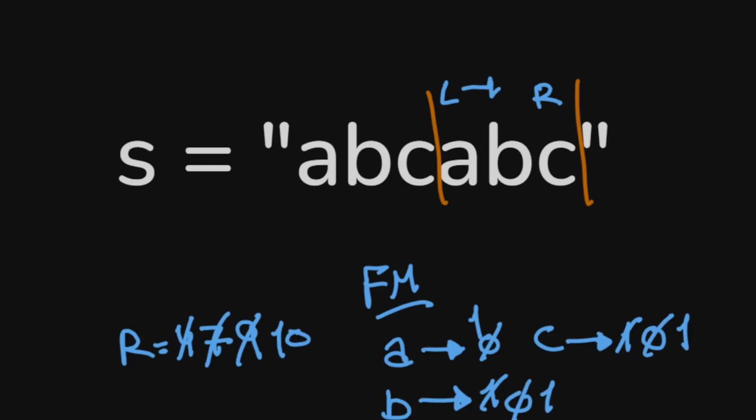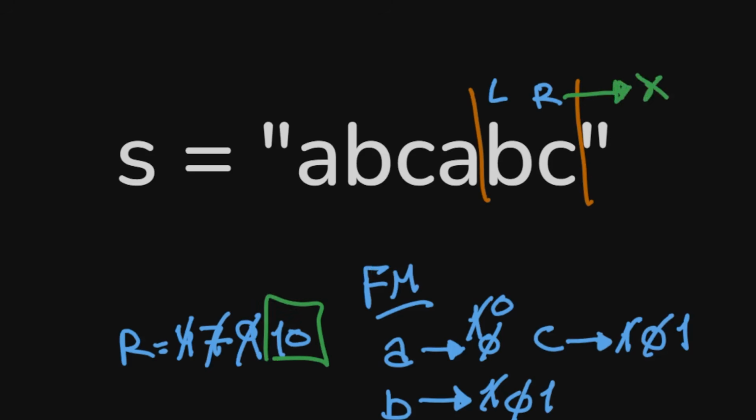Now we need to shrink the window, so we go to this character, subtract 1, and the frequency is 0. Now we can move left. Now this is the window, and given that we have 0 A's, we can move the right pointer. Now we are out of bounds, so we can return 10 in this case.